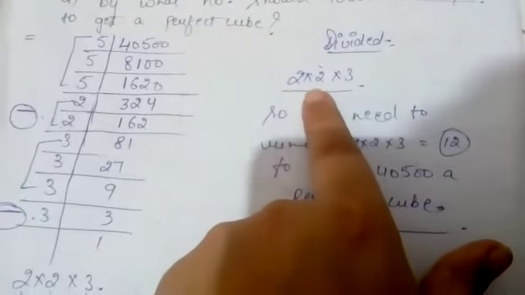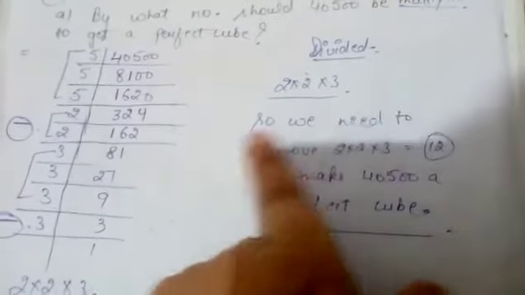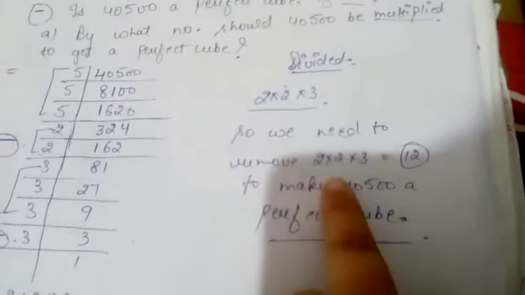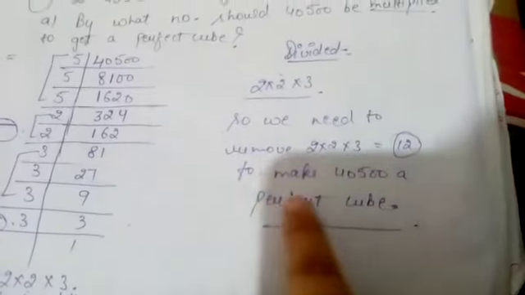It means 2 into 2 is 4, 4 into 3 is 12. So we need to remove 2 into 2 into 3, which is equal to 12, to make a perfect cube. Okay, thank you.